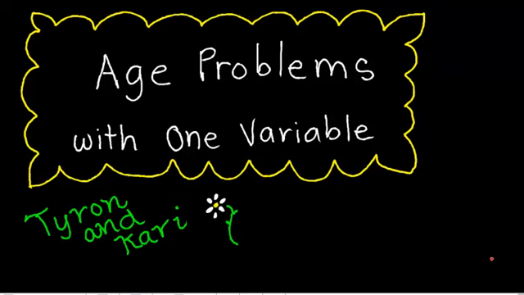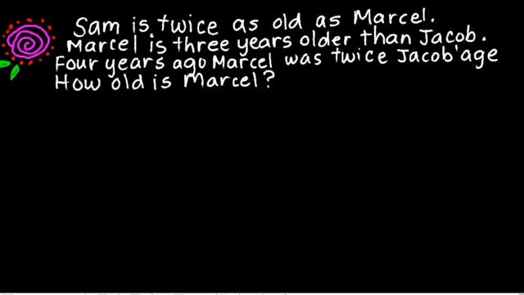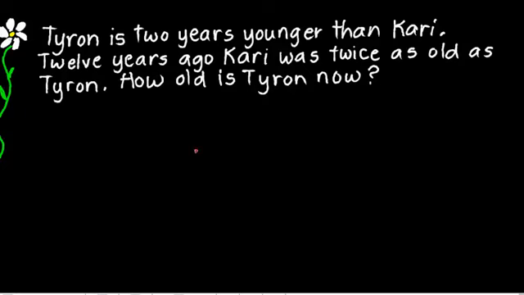Today we're going to work on age problems with one variable, and we're going to do one problem with Tyrone and Kari, two people. So let's begin. In this problem, Tyrone is 2 years younger than Kari. 12 years ago, Kari was twice as old as Tyrone. How old is Tyrone now?